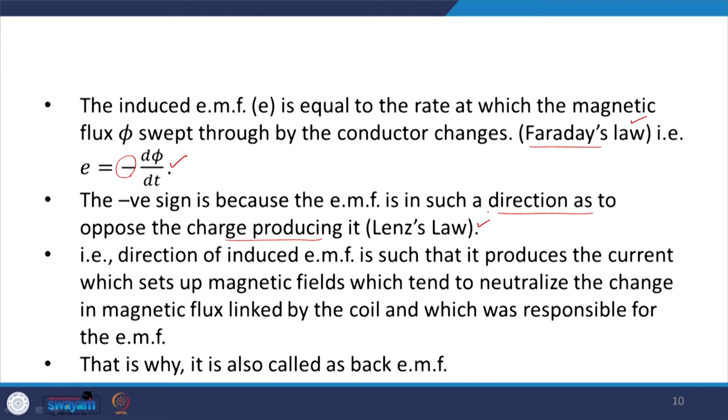You must have studied this in your intermediate classes. The direction of the induced EMF is such that it produces a current which sets up a magnetic field, and that magnetic field tends to neutralize the change in the magnetic flux linked by the coil, which was responsible for that particular EMF. And that is why we also call it the back EMF. So, that is there.